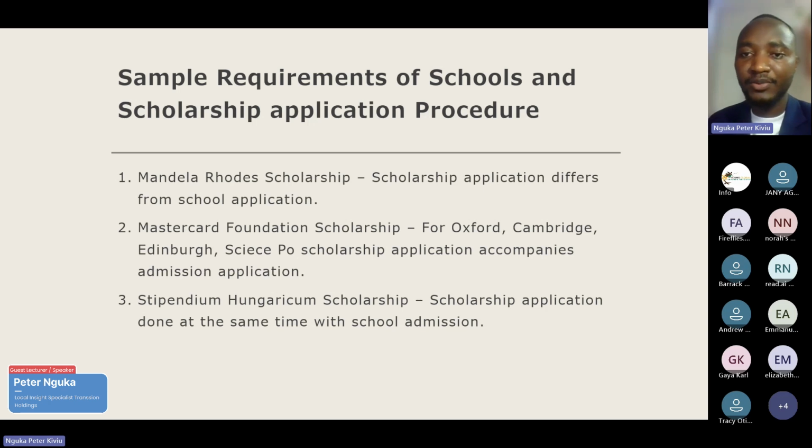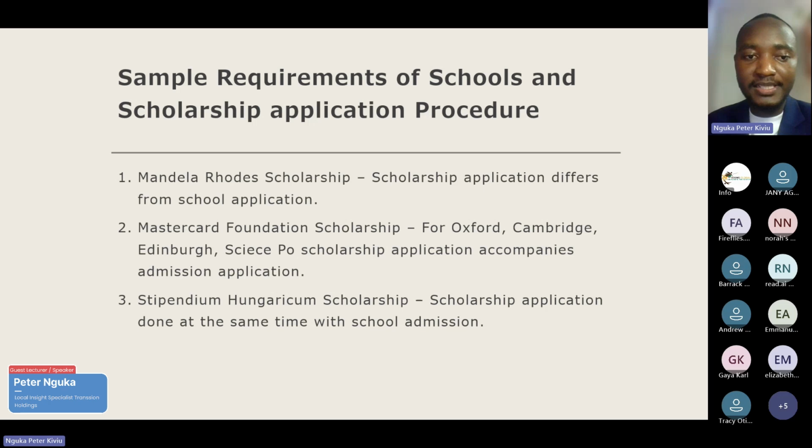If you're applying to the University of Cape Town, for example, you will apply to the University of Cape Town to be granted admission. Then you'll apply to the Mandela Rhodes Foundation for the scholarship. So it's very important that you get the difference.